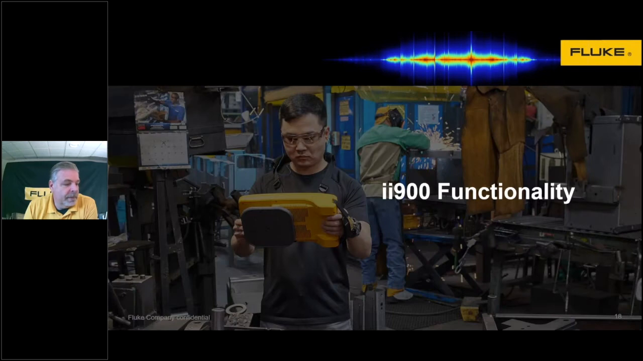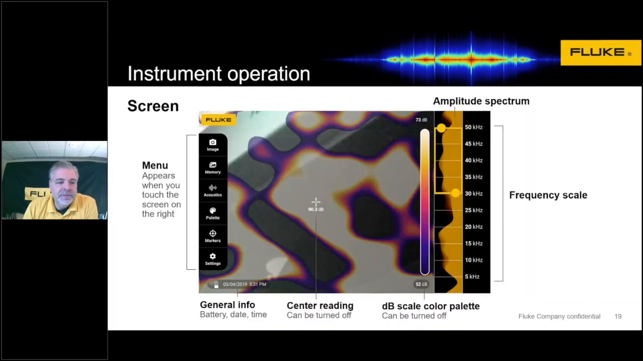There we go. So let's have a quick discussion about the ii900 and how it actually works. So this is an example of a display of an ii900. What I want to point out to you is a couple of things that they've highlighted in this slide. First of all, on the right-hand side is the frequency spectrum that the ii900 runs from. So it runs from just under 5 kilohertz, where we normally hear audio, all the way up to 50,000 hertz, where we would not hear audio.